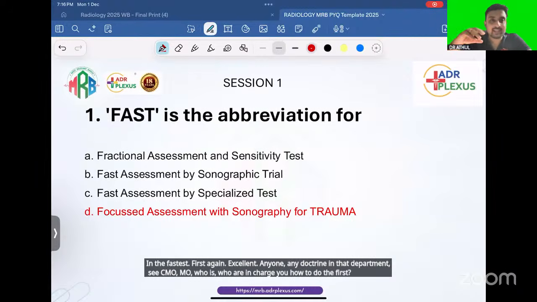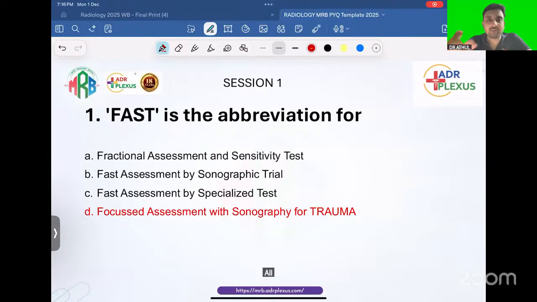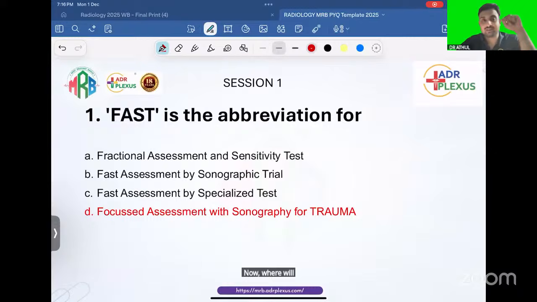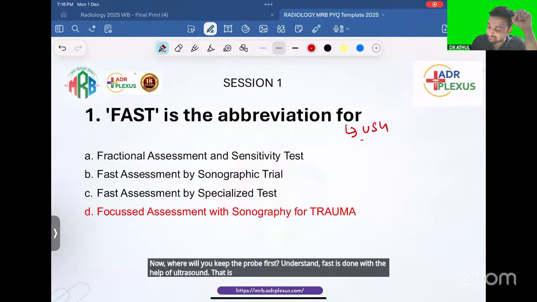Now, second thing, all of you are preparing for MRB. There is no need for an emergency medicine PG or intern or anyone. MO, that is correct. Any medical officer who is there, you can do it. Now, where will you keep the probe first? Understand, FAST is done with the help of ultrasound. That is the second point.